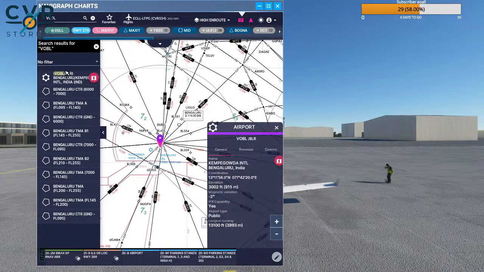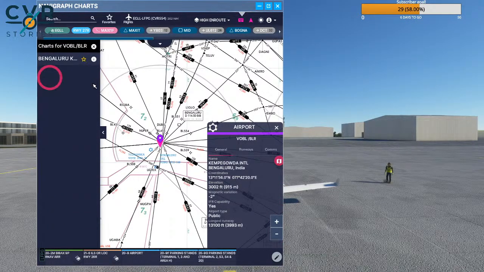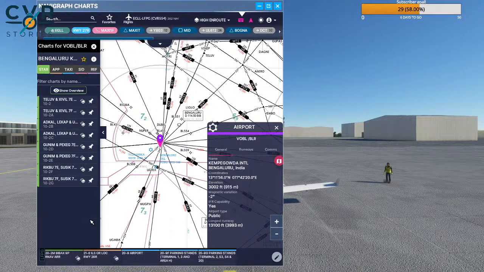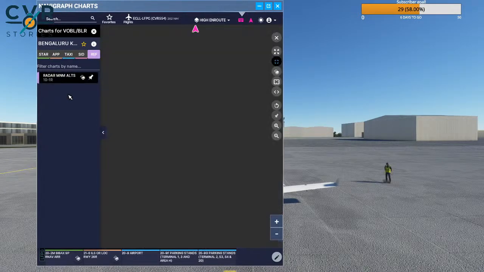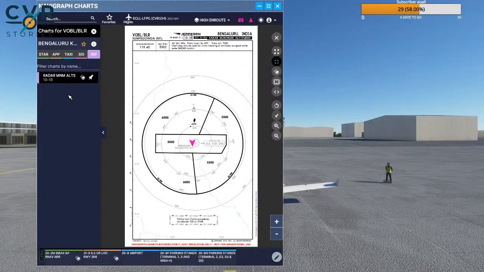All right. So we're just going to click here in Bangalore and we're going to click this button to bring up all of our charts. Now, whenever you actually go to an airfield, the first thing you have are all of your reference charts. This gives you a lot of information. In Navigraph, they've only given you the radar minimum altitudes. This basically is the minimum altitude at which the ATC will give you radar vectors, give you headings, and this altitude is decided to keep you safe of the highest terrain around the airfield.